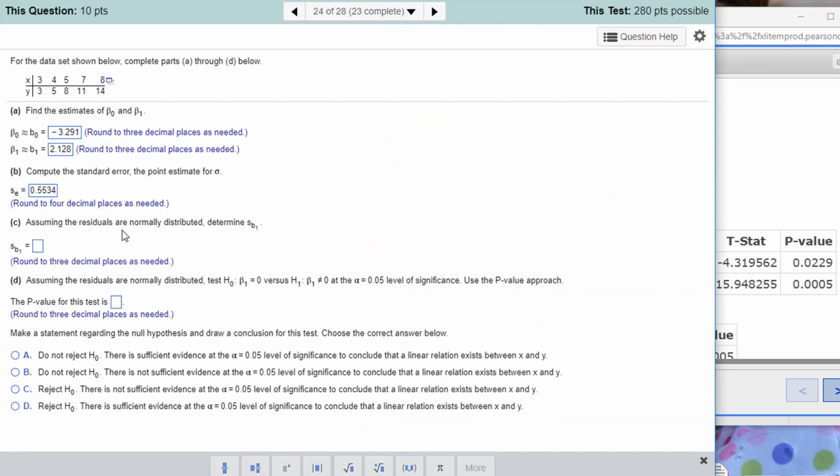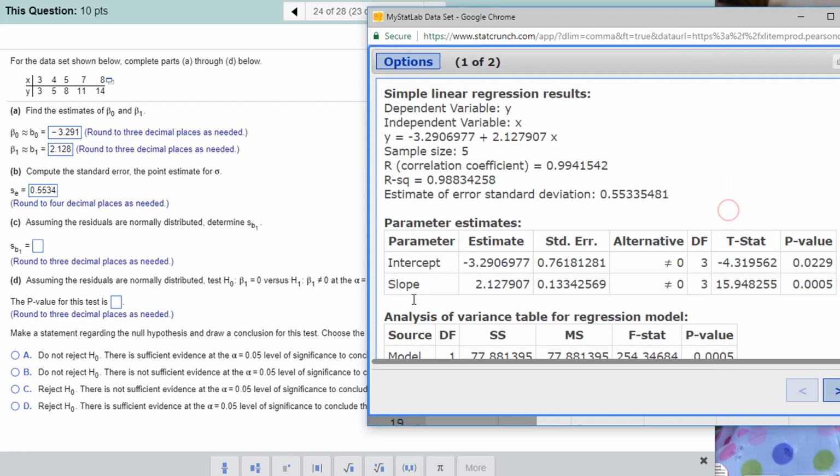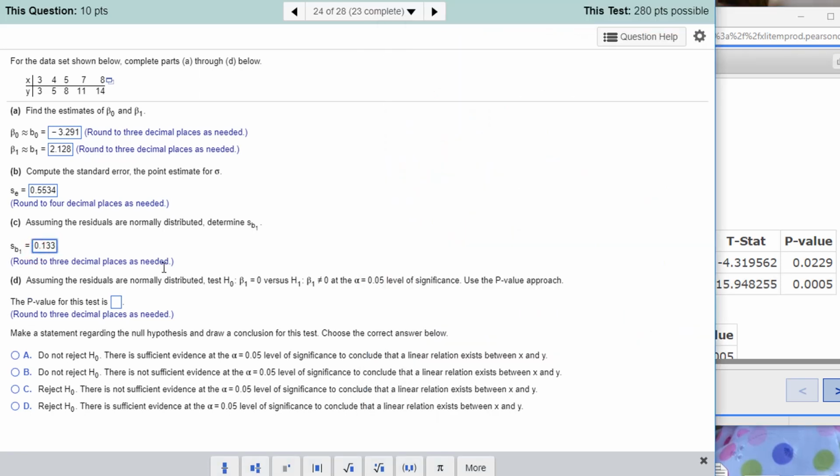Assuming the residuals are normally distributed, determine the standard error of B1. That's given to us in the table. B1, remember, is the slope estimate. The standard error is right here. Does it want 4 decimal places? No, it wants 3 decimal places. Guys, watch out for that. It keeps changing from 4 to 3 and back. So 0.133 is my estimate for the standard error.